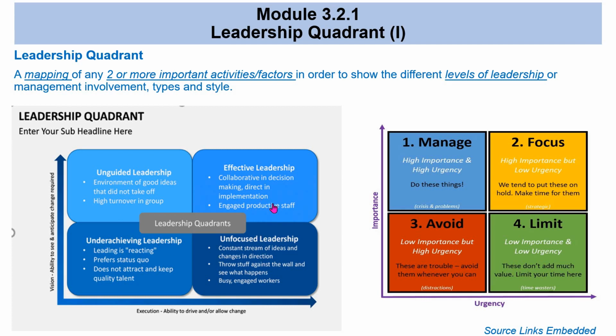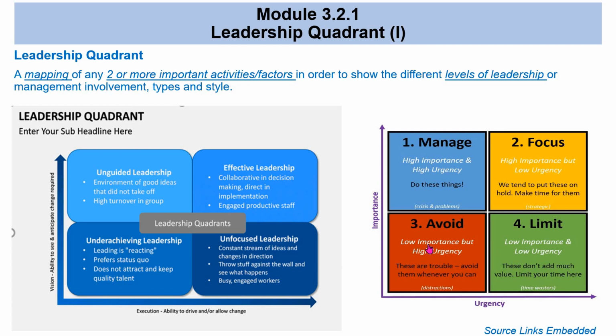And then the effective leader is the one who is really good at vision for the long term and also execution. In that way, you see things like collaboration and decision making that are effective, and productivity increases for the staff. So the other two factors you can consider are importance and urgency. In a situation where you have, for example, low importance and low urgency, you can limit certain things. These things don't add value, and you can limit the time and manage your team better.